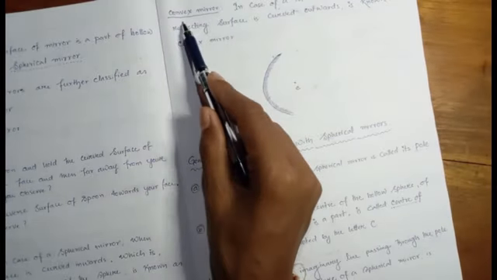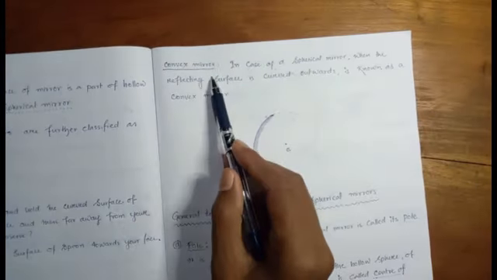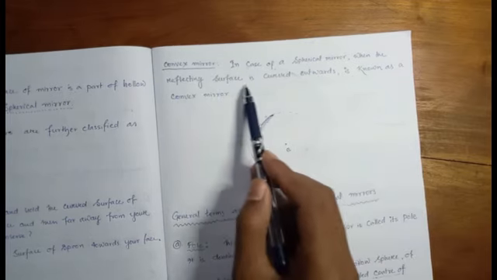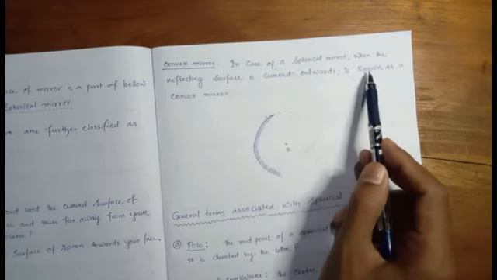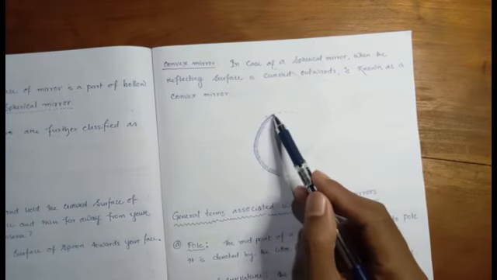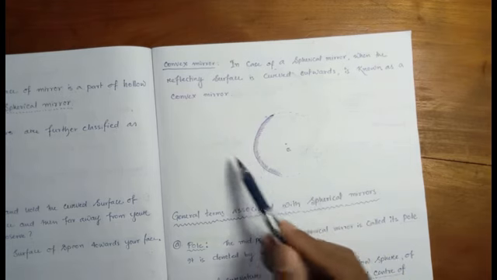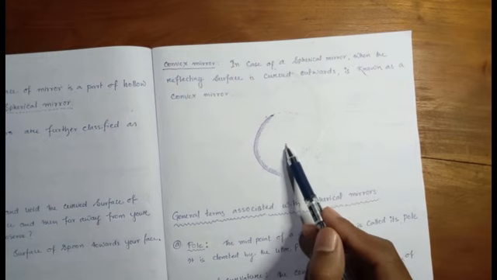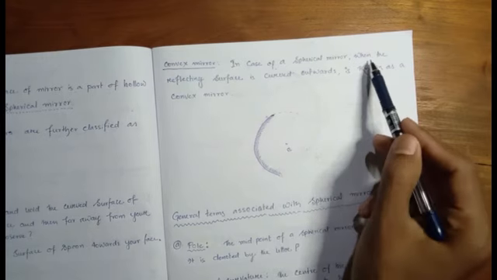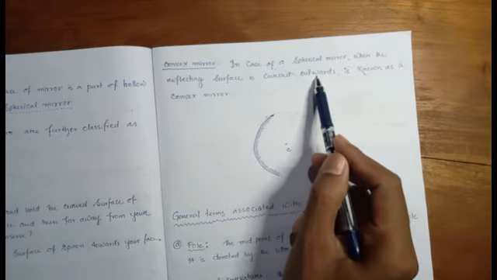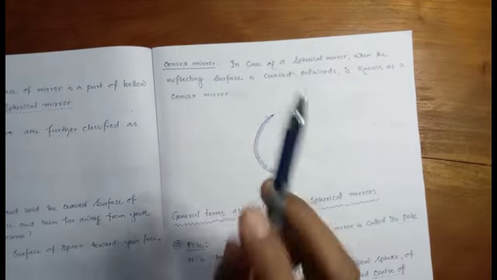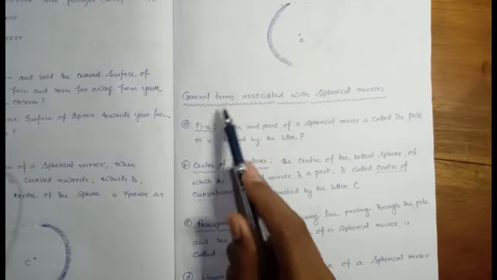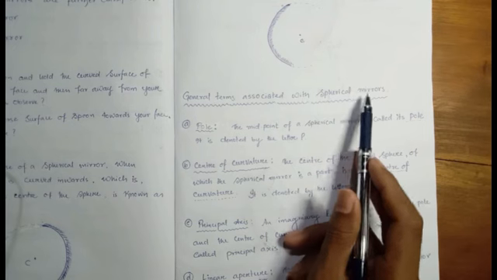Now convex mirror. Look here, convex mirror. So in case of spherical mirrors, when the reflecting surface is curved outward, it is known as a convex mirror. So this is the mirror, the reflecting surface is on this side and this side is polished, and the center is on the right side. So the reflecting surface is curved outward, then it is known as a convex mirror. Clear? Now I will explain some general terms that are associated with spherical mirrors.